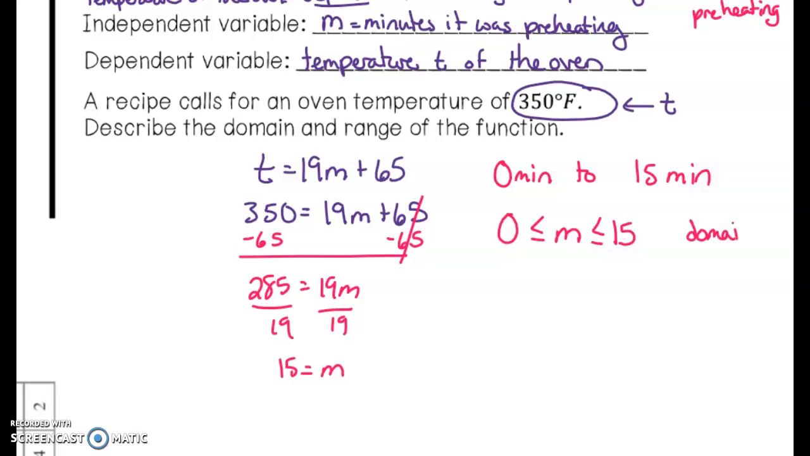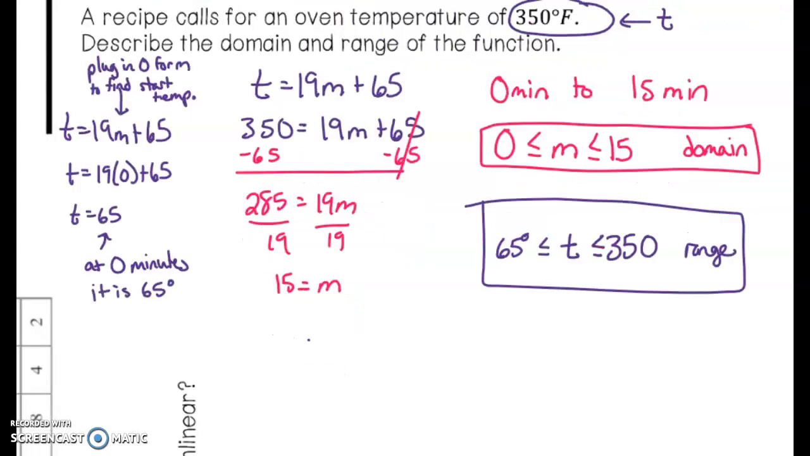That's the domain. All right, you may have to pause this because I'm just short on recording time. But basically, to find the range, I know the max temperature is 350. I came over here and I plugged 0 in for M, and that's how I found the start temperature was 65. But feel free to pause it and look at it. And then here is the range. It goes from 65 to 350 degrees.